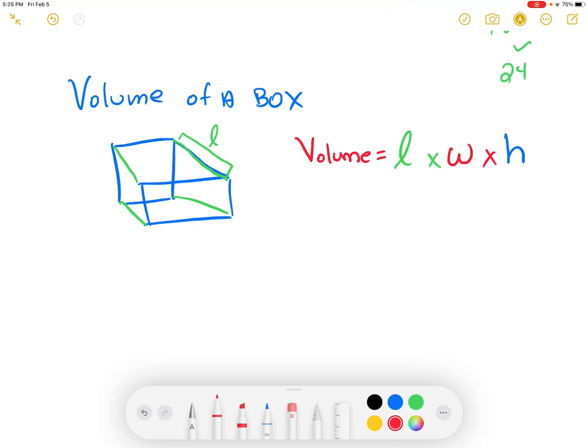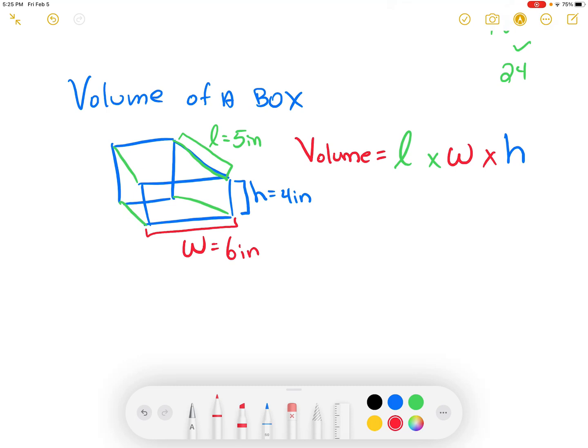The width is any of these fat sections. And the height is any of these tall sections. And if we fill in the information, let's just say the length is 5 inches. The height is 4 inches. It's a small box. And the width is 6 inches. Well, what is the volume of this box?